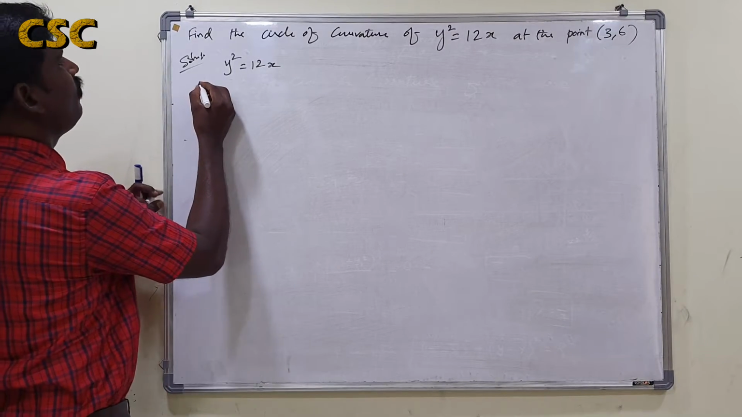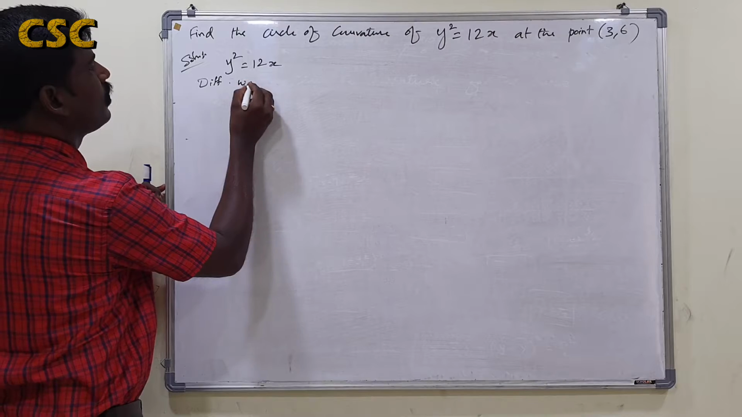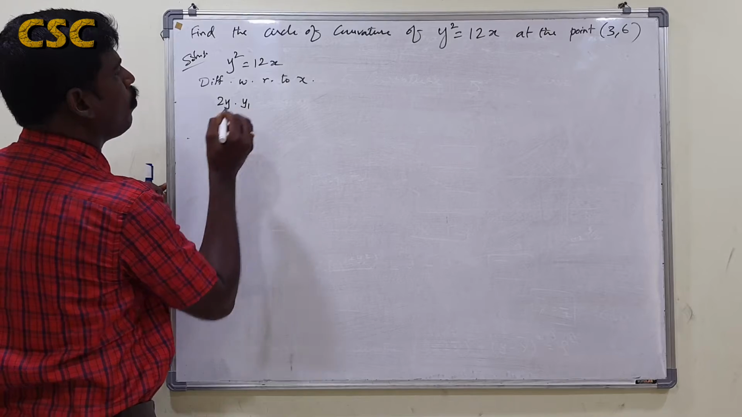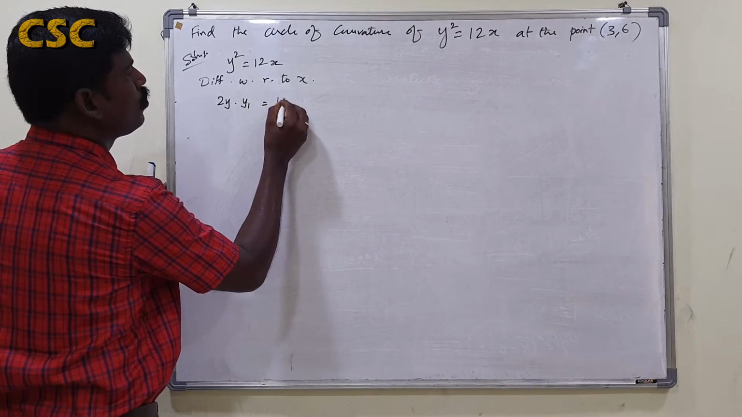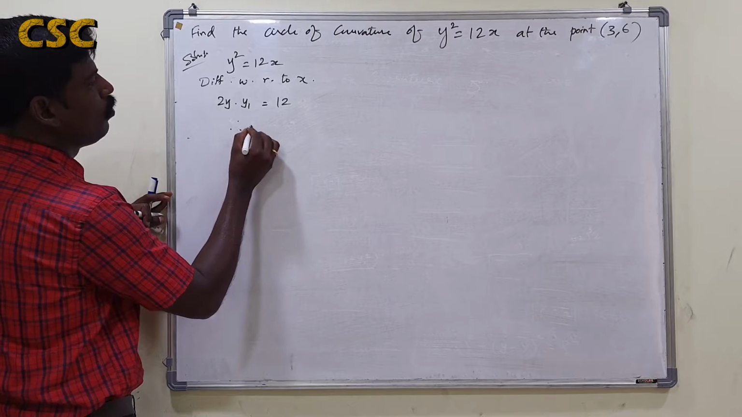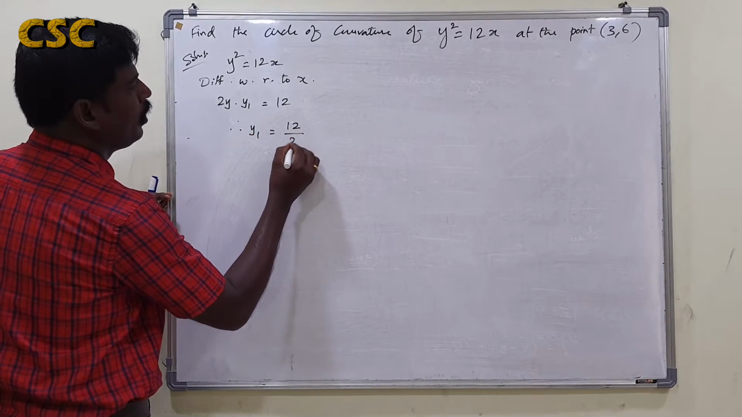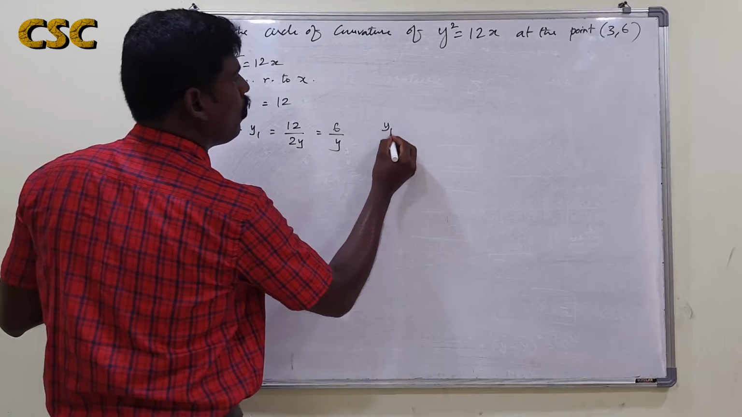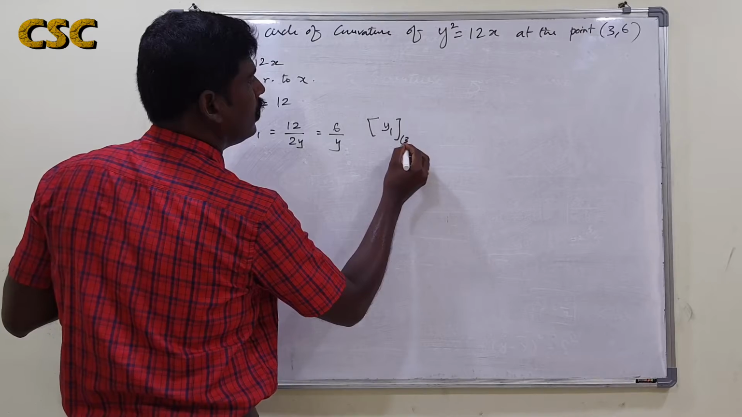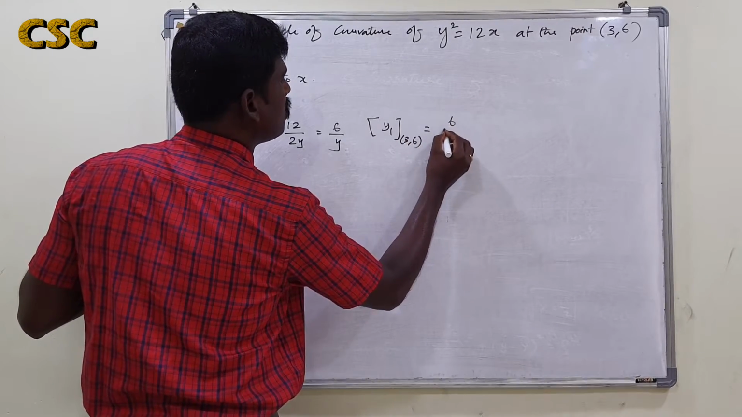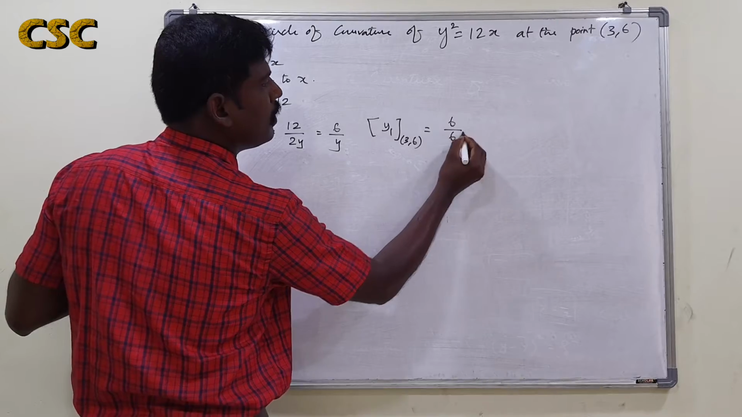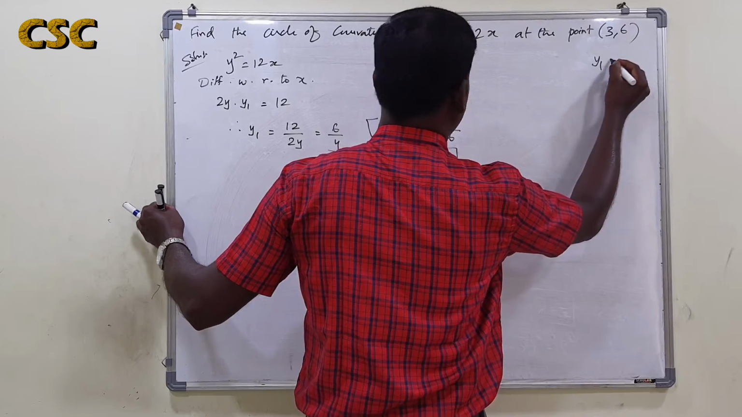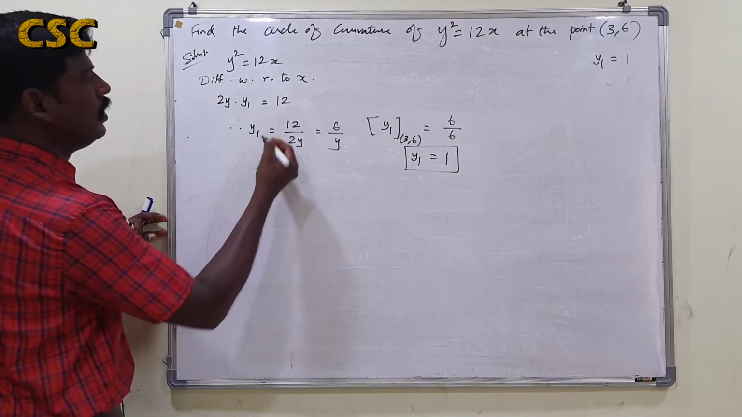Right. So differentiate with respect to x. y square becomes 2y into y1, equal to 12x becomes 12 into 1, that is 12. Therefore y1 equal to 12 by 2y, that is equal to 6 by y. So y1 at the point 3, 6 is equal to 6 by 6, which is equal to 1. So I write it here, the value of y1 is equal to 1. And then differentiate.